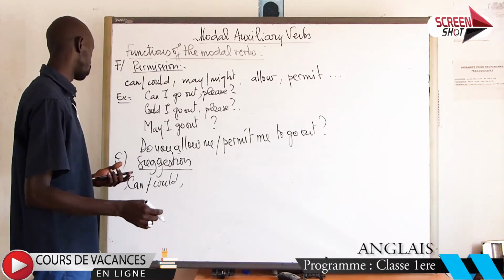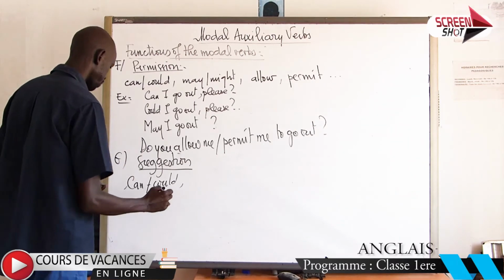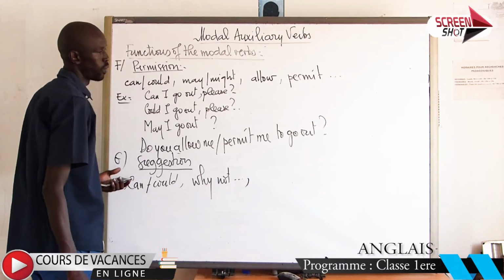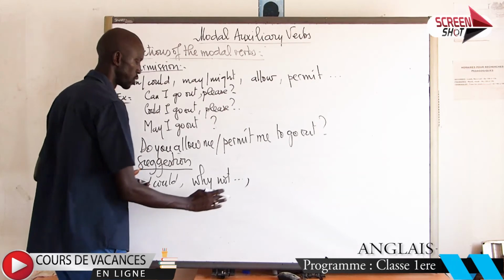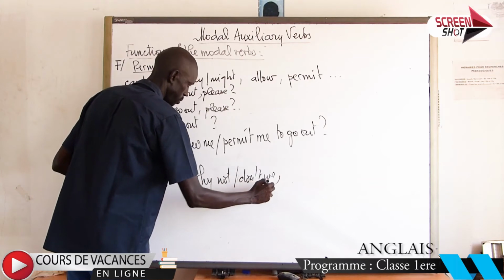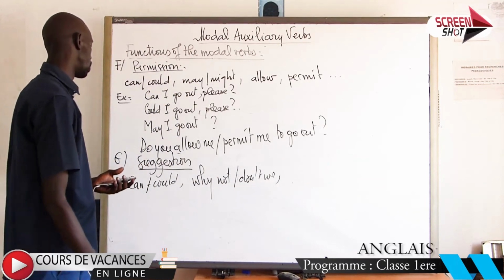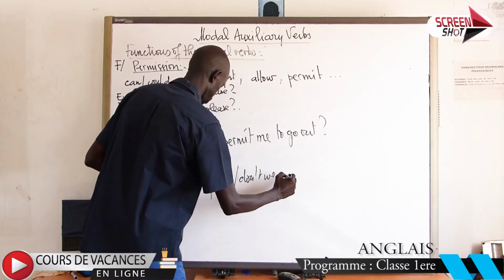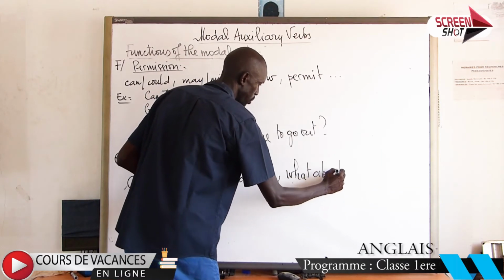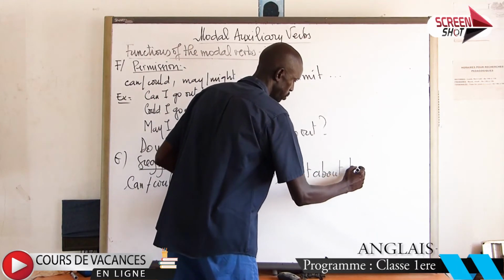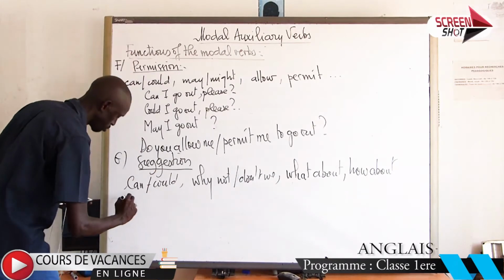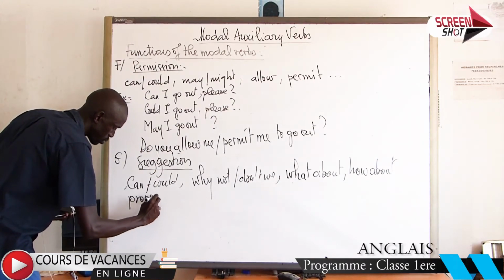But there are some other possibilities. For example, why not? Or why don't we? Or what about? Or how about? And then we can have the verbs propose or suggest.